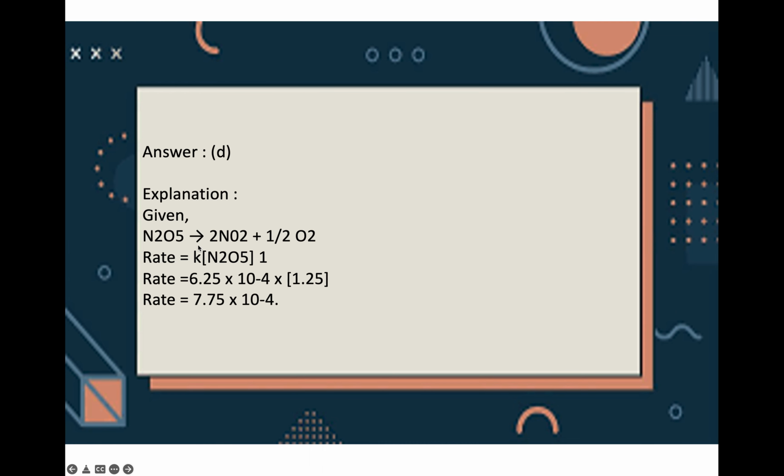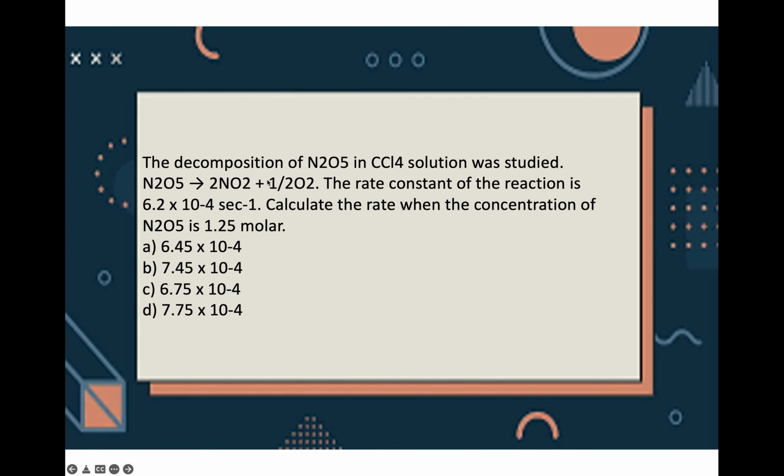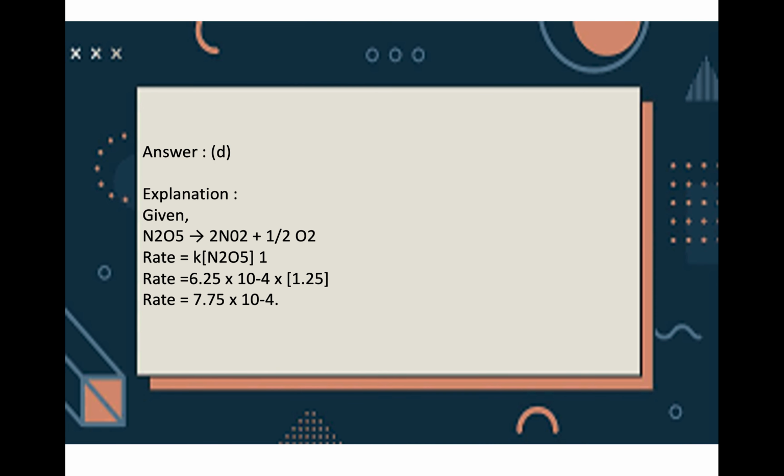So this is the equation given. So rate is K[N2O5], because here the reaction given is a first order reaction. So 1.25 molar of N2O5 is there. So 6.2 into 10 to the power of minus 4 into 1.25, that will be 7.75 into 10 to the power of minus 4. Rate is k, direct substitution. So easy, it's very easy to do.